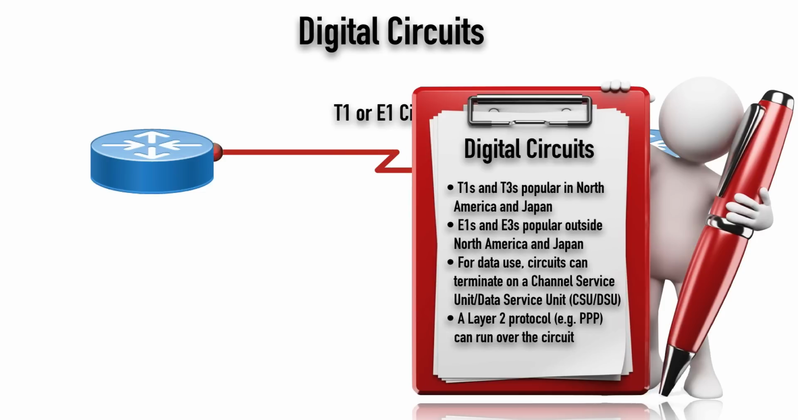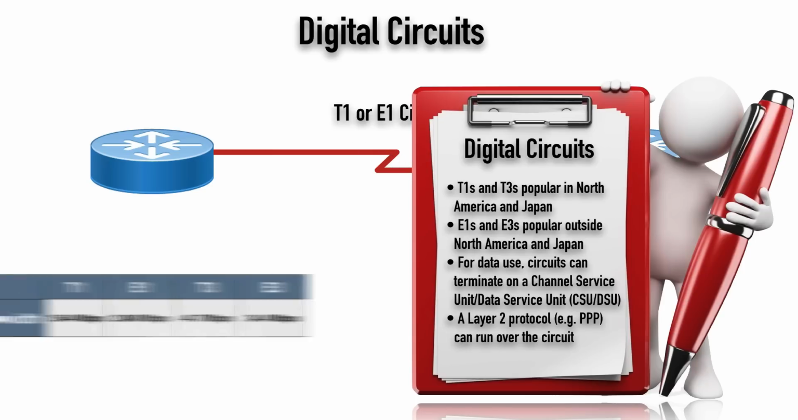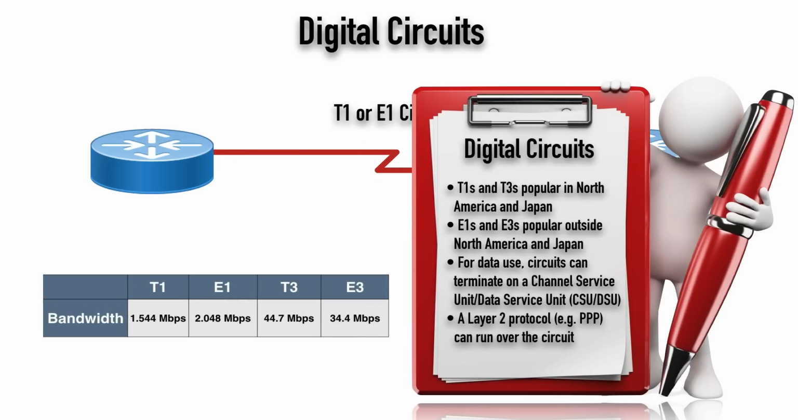Now let's contrast the speeds for just a moment. If we are using this for data, T1s, this is a very familiar bandwidth amount that we need to know for the real world, 1.544 megabits per second. We just need to know that a T1 has 1.544 megabits per second of bandwidth. An E1 has more bandwidth. It can support 2.048 megabits per second.